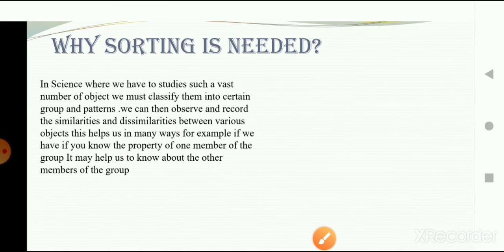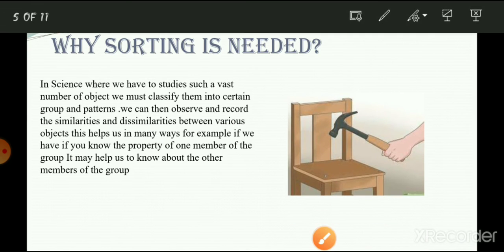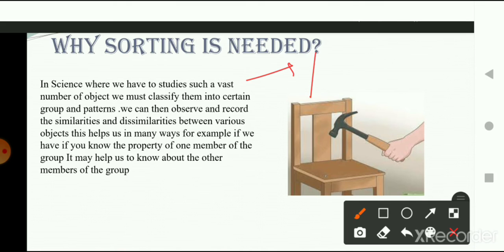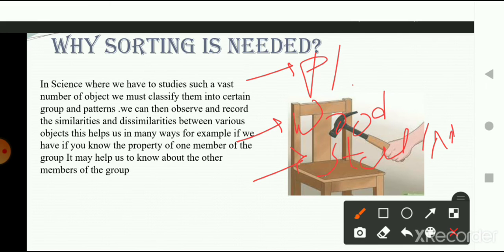Let's take an example. If we want to build a chair, what are the things that can be used to make a chair? First of all, we can use plastic to make a chair. What else can we use? We can use wood to make a chair. What else? Steel, or you can say metals. We can use metals to make a chair. So these are some materials with the help of which we can make a chair.